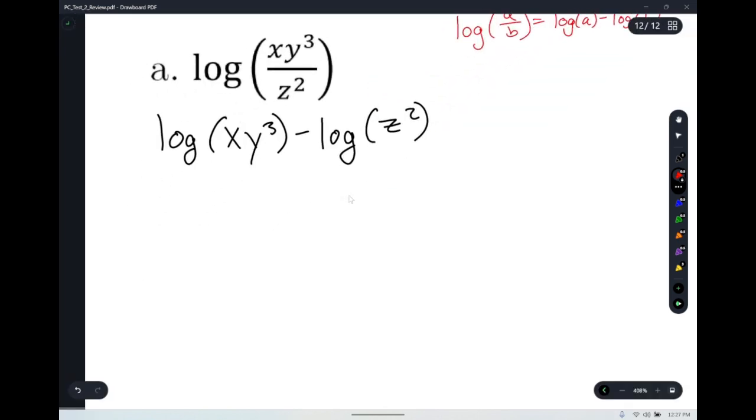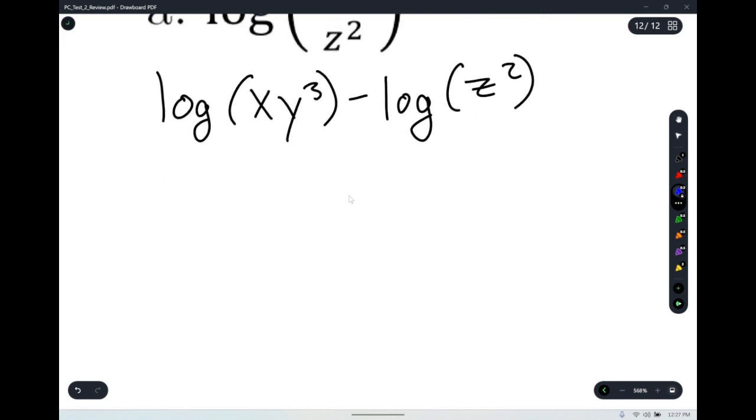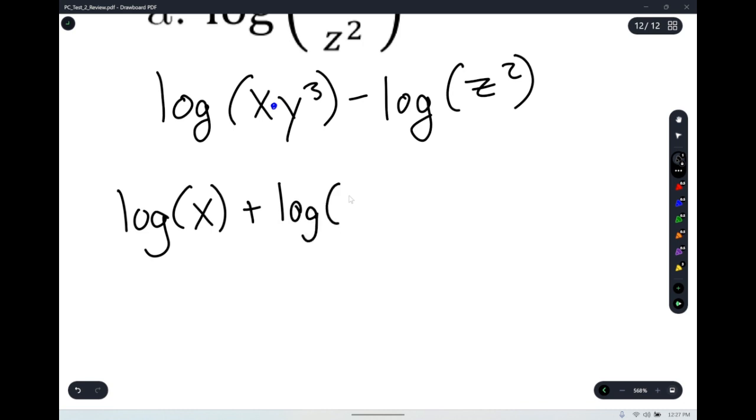We can take that. Now what? We can take that 3, right? No. Or not yet. There's another rule before that. But you're right. We will try to do that in a second. There's an invisible multiplication right there, right? Separate that too? Yep. So what's that separate to? Log of X plus log 1.